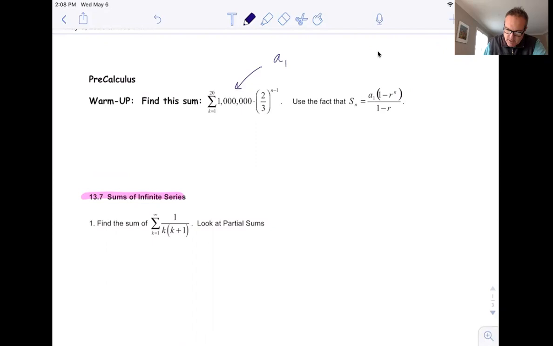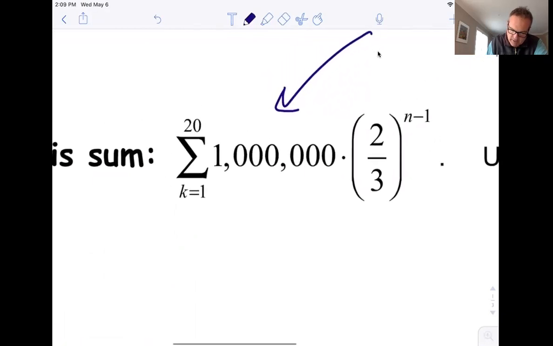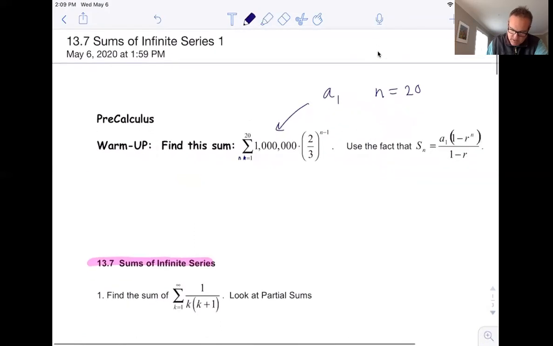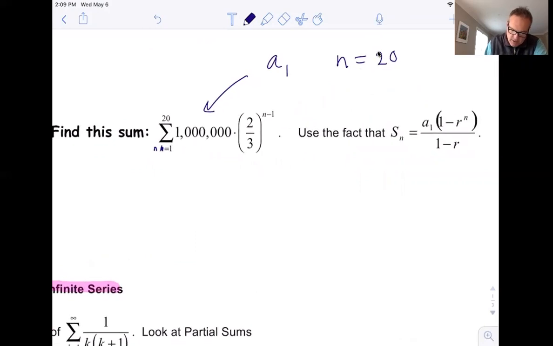Okay, my n is the number of terms, and if you look at the indexing variable, it goes from 1 to 20, so it looks like there are 20 terms. And actually, I'm picking up a typo. We have n in the formula, and the indexing variable is a k. That makes no sense. So guess what? Take that k and make it an n. You just got to be consistent, just like that. You can't have two different variables in these. Make no sense. And finally, the common ratio is the base of this exponential.